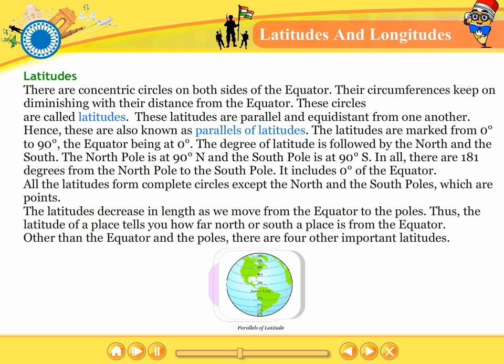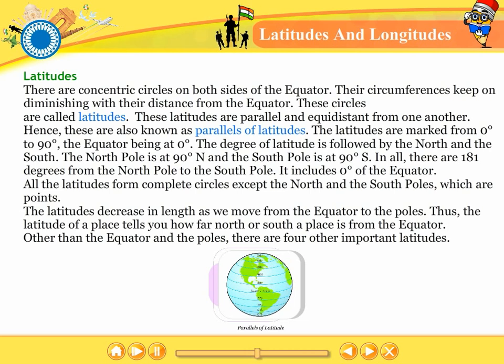The latitudes are marked from 0 degree to 90 degree, the equator being at 0 degree. The degree of latitude is followed by the north and the south. The North Pole is at 90 degree north and the South Pole is at 90 degree south. In all, there are 181 degrees from North Pole to the South Pole. It includes 0 degree of the equator. All the latitudes form complete circles except the North and the South Poles, which are points. The latitudes decrease in length as we move from the equator to the poles. Thus, the latitude of a place tells you how far north or south a place is from the equator.